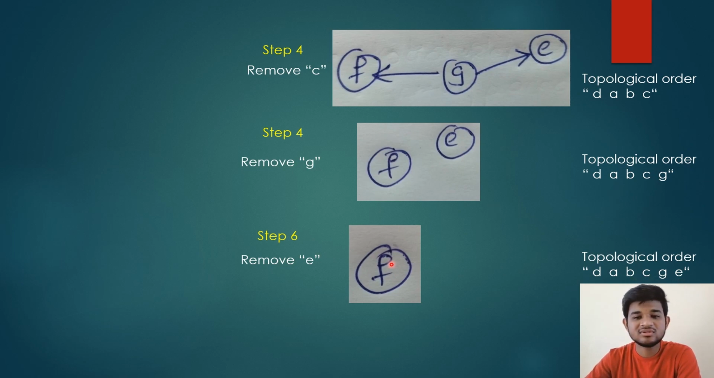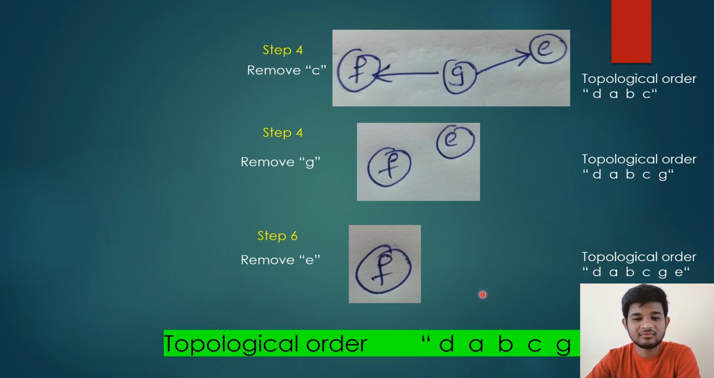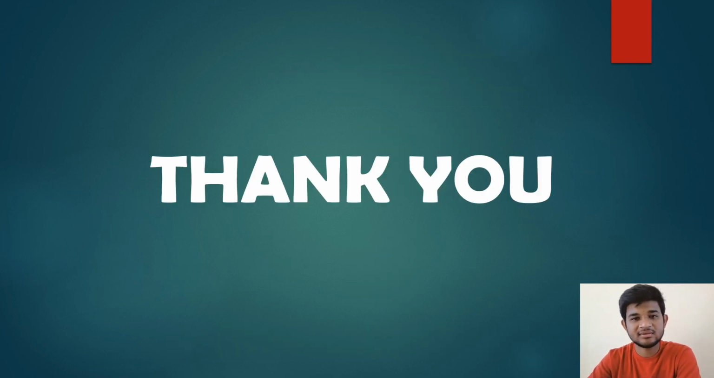And after that, remove this F and put it into the topological order. We will get D, A, B, C, G, E, F. Like this, we can get the topological order using the source removal method.